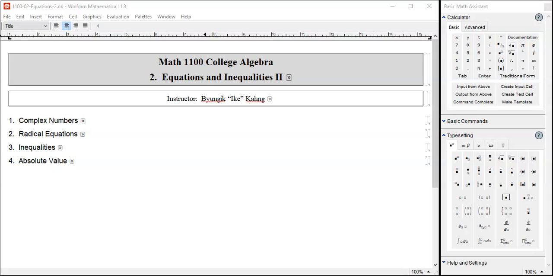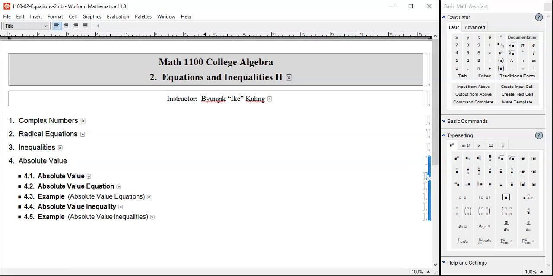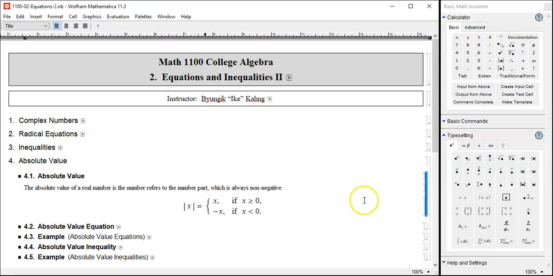Hello students, welcome back. The final topic here is absolute value, or more precisely speaking, absolute value equations and inequalities. Absolute value, the definition is rather trivial.